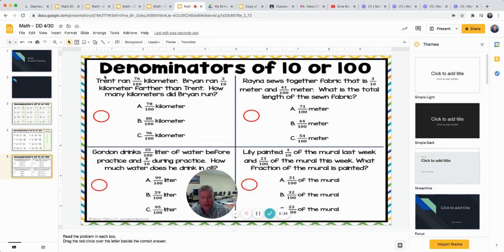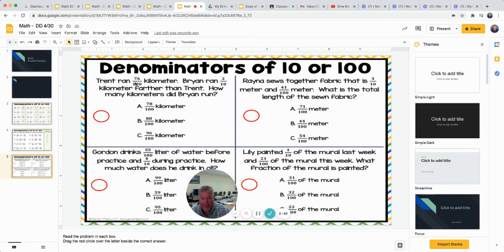Okay. Trent ran 76 hundredths kilometer. Brian ran 2 tenths kilometers farther than Trent. How many kilometers did Brian run? So Trent ran this far. Brian ran 2 tenths more. But I got to turn this 2 tenths into 20 hundredths. So Brian ran 20 hundredths farther than Trent.